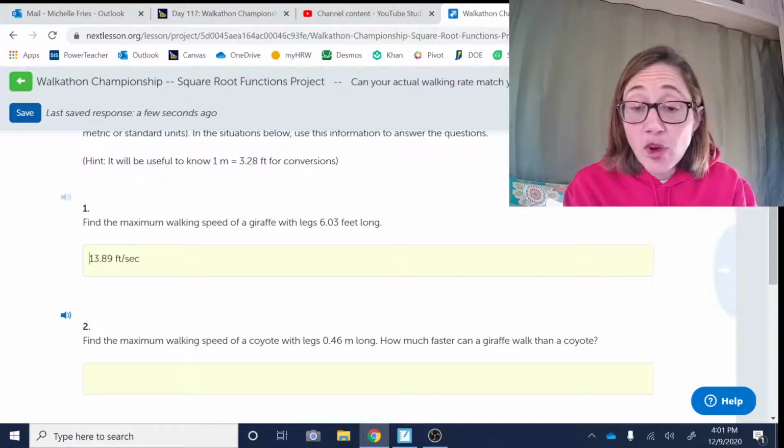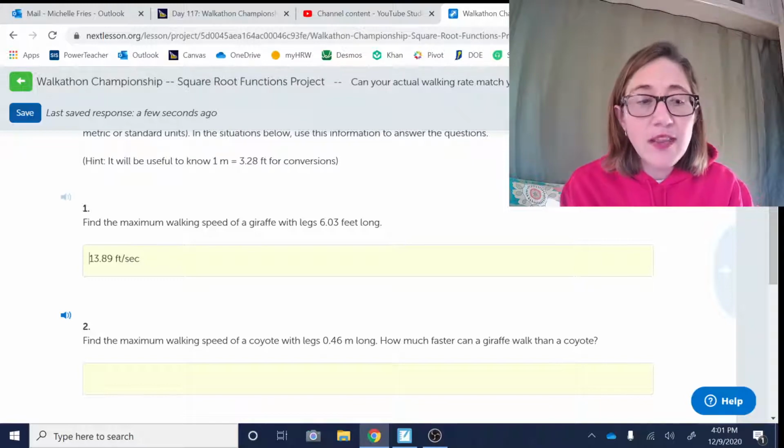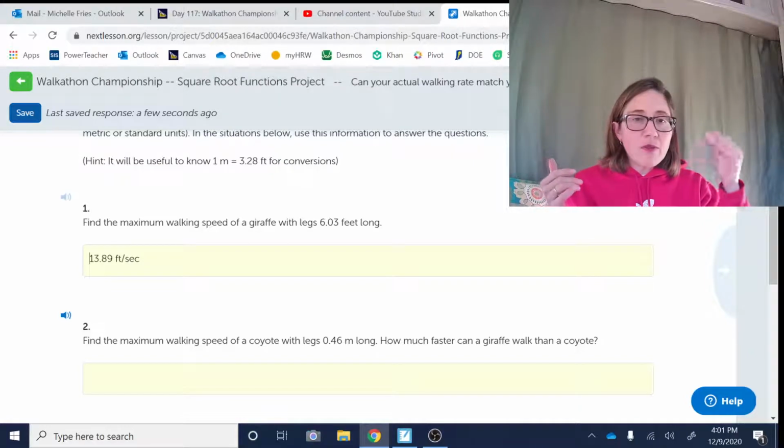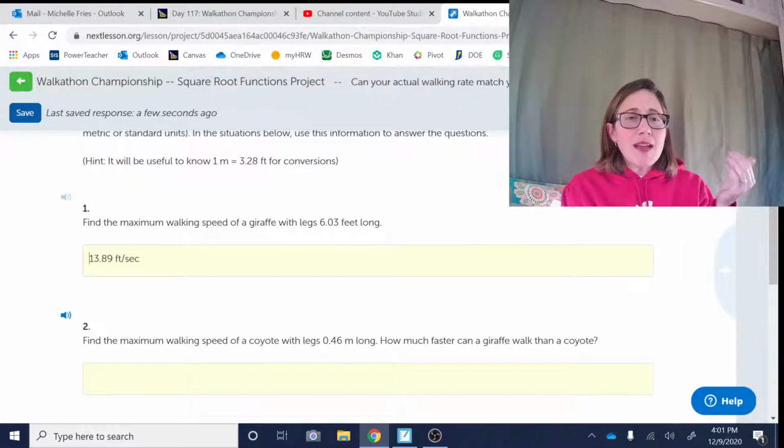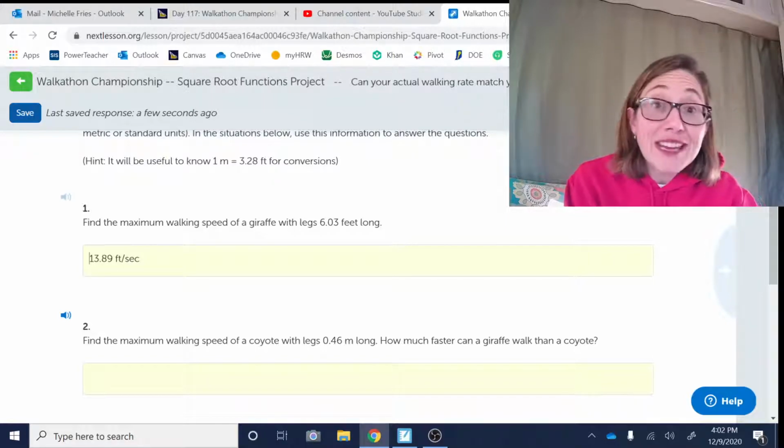Then, okay, there's another question at the end of number 2 here. It says, how much faster can a giraffe walk than a coyote? Well, you're going to have their speeds from 1 and 2, but the problem is one is in metrics and the other is in a standard measurement of feet per second, and our brains don't compare those things well when they're different. So you're going to have to take one of them and convert them to the other, and that's where that fact that 1 meter equals 3.28 feet is going to come in.